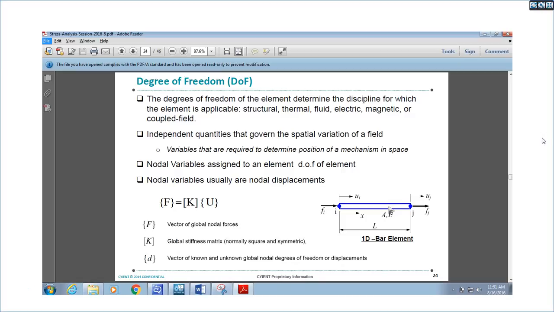This is also known as nodal variables, also known as nodal displacements in the structures discipline, or in our stress analysis area. So this is a well-known equation for us now, F equals K into U, where F is the global nodal forces, K is the global stiffness matrix, and U is the known and unknown global nodal degrees of freedom.